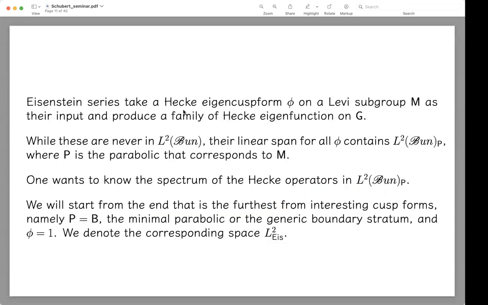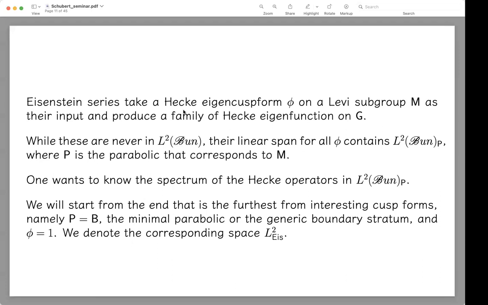So Eisenstein series take a function on a Levi subgroup, and you can assume it's already a cusp form, since you're trying to understand this picture inductively, and also already an eigenfunction of all Hecke operators. You take that function as an input and produce a family of Hecke eigenfunctions on the whole group G. These functions are never in L2. We'll see an example, but their linear span contains the corresponding piece of the L2 decomposition.